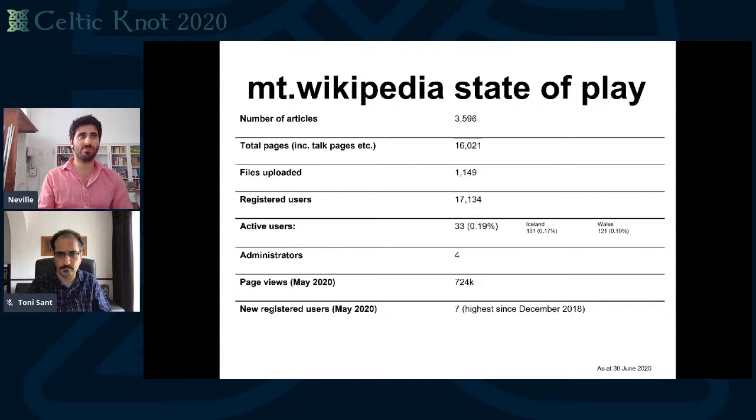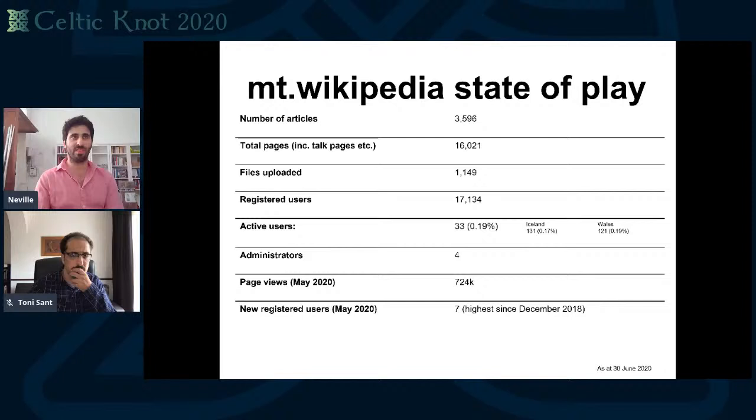Now, to talk a little bit about the current state of Maltese language Wikipedia, we drew up this table, which gives a very brief snapshot of the breadth of content and the breadth of engagement with Maltese language Wikipedia. Until at least the 30th of June, there were around 3,500 articles with around 17,000 registered users. But of these, only 33 are actually active users. That compares relatively well with Iceland and Wales, which are the two language Wikipedias that Toni was mentioning earlier. It's just under 0.2% of total registered users being active within the past month.